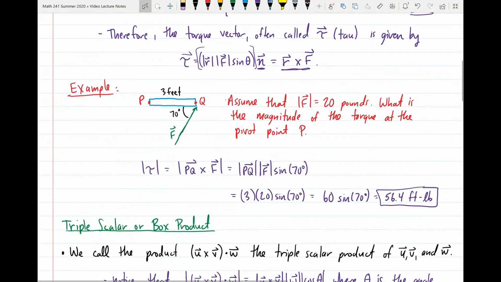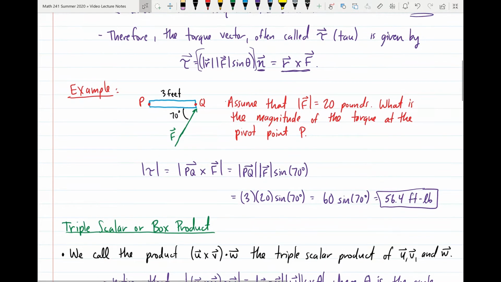So let's move into an example where we use some numbers here. So assume that we have this blue bar that I have drawn in the diagram over here. The left-hand side of the bar is going to be the point P, the right-hand side of the bar will be the point Q, and the bar is 3 feet long. And P is a pivot point, so the bar is going to pivot around P. And there is a force being applied at Q on the bar, which is represented by the vector F, and that forms a 70-degree angle with the vector from P to Q.